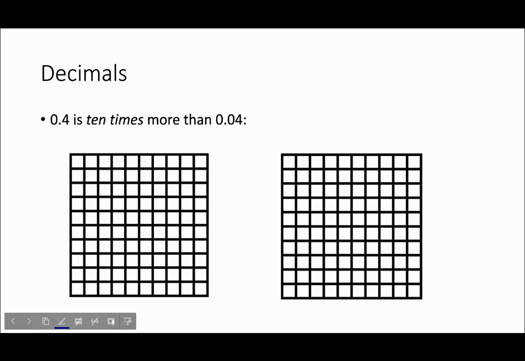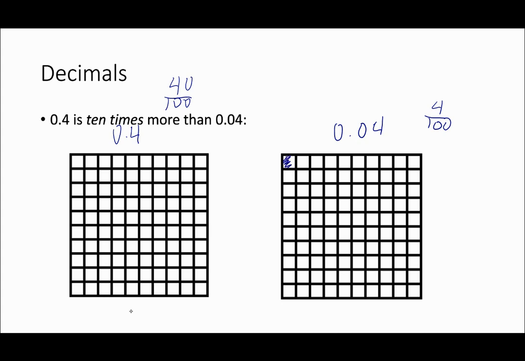So let's visualize that with a diagram. 0.4 is 10 times more than 0.04. So I'm going to represent 0.4 on the left and 0.04 on the right. So this is a 10 by 10 grid. 0.04 is actually 4 out of 100. And this guy here is 40 out of 100. So I would do 1, 2, 3, 4. And then my one on the left is actually all these rows here. Pretty much all of these squares up here.